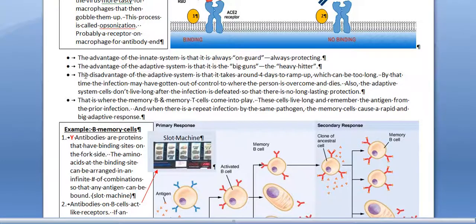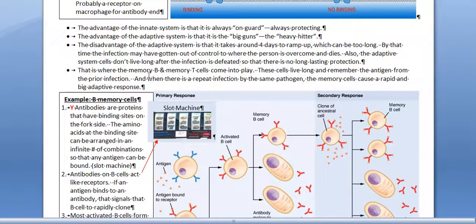All right. The disadvantage of the adaptive system is that it takes a while to kick in, about 4 days to ramp up, which can be too long. By that time the infection may have gotten out of control to where a person is overcome and dies. Also, the adaptive system doesn't live long after infection is defeated. I mean, why bother wasting all this effort and resources making these cells that you don't need? So there's no long-lasting protection from it. However, that's where the memory B and memory T cells come into play. These cells live long and remember the antigen from the prior infection.